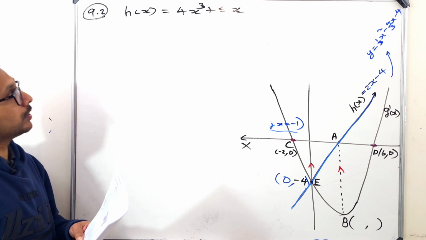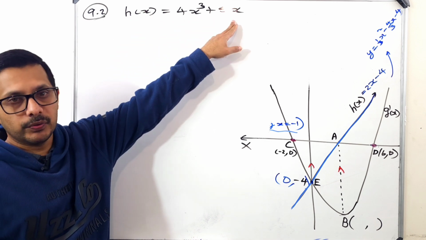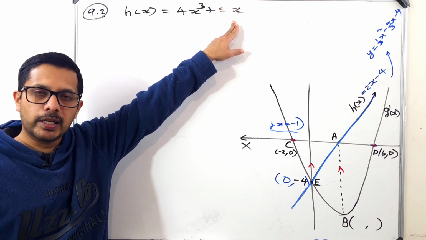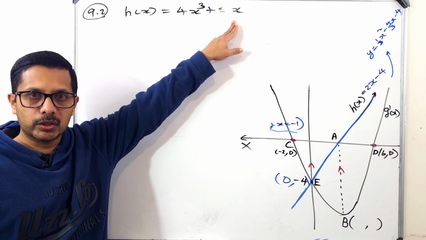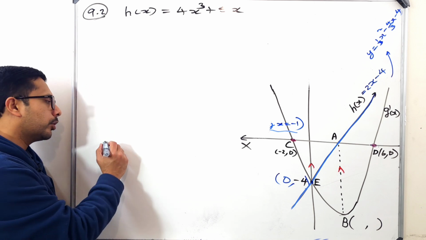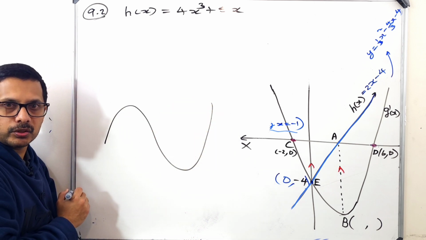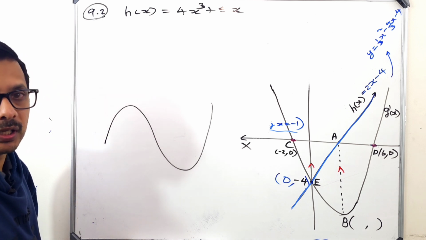Okay, so look at this one. h of x is equal to 4x cubed plus 5x. What type of graph is that? It's a cubic graph, am I right? If it is a cubic graph, it's supposed to be like this, am I right? Okay, maybe the shape is not like that, I don't know.